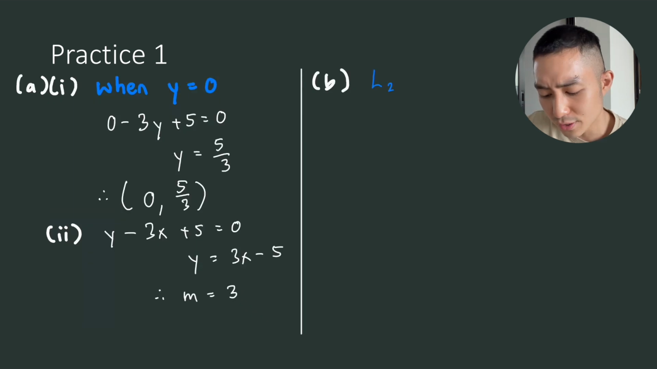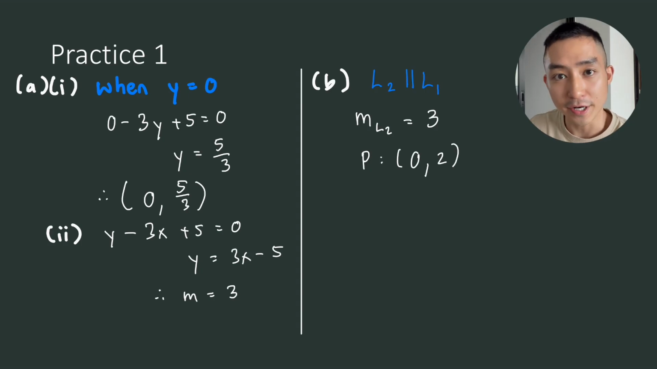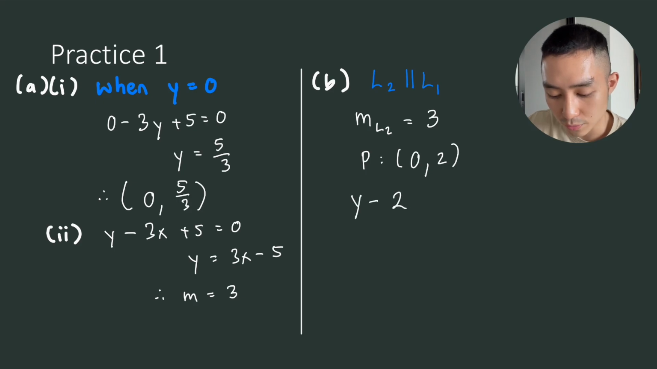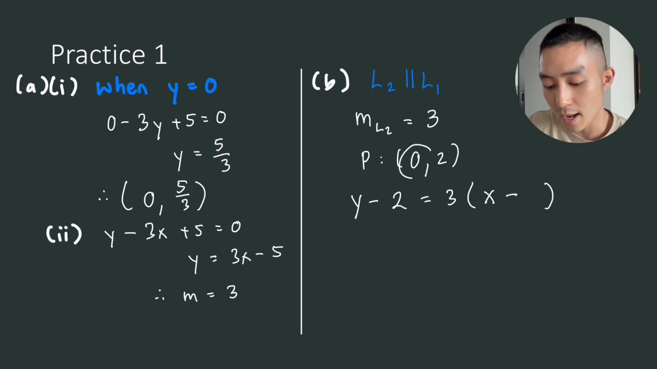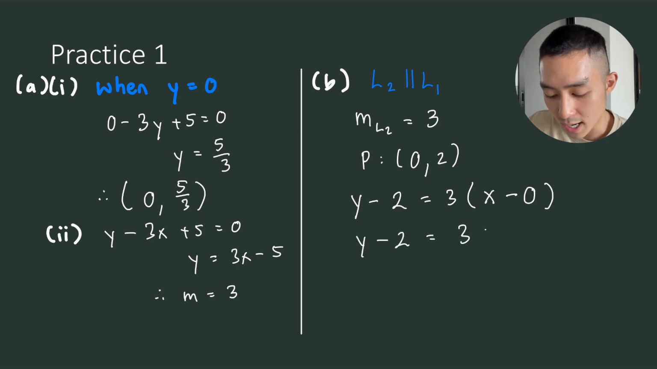Now we know that L2 is parallel to L1. This implies that their gradients are the same. So the gradient of L1 is 3, so the gradient of the second line is also 3. And we already have a point, (0, 2), so we can use the point-gradient form and rearrange that into gradient-intercept form. So y minus y1, which is 2, equals the gradient multiplied by the bracket of x subtracted by x1, which is 0. So open the bracket, we get 3x, and rearranging the equation, it will be y equals 3x plus 2, and that is our answer.